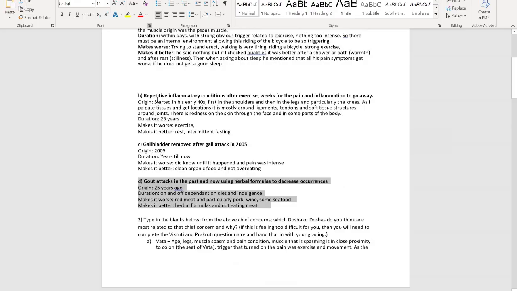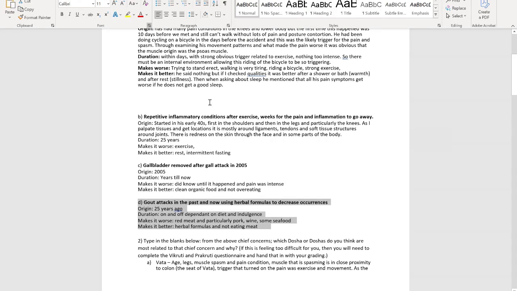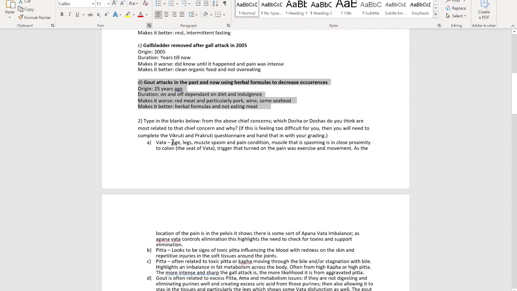The first one is the pain and not being able to walk erect. Just the fact that he's in the later stage of life, any stage past 50 or past the hormonal peaks of life, we're in the vata stage of life. So it gives points towards vata for that symptom from his stage of life. It gives more points to vata because the symptom is in the legs.